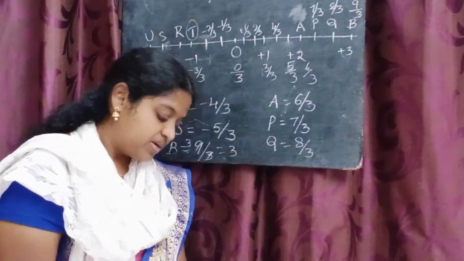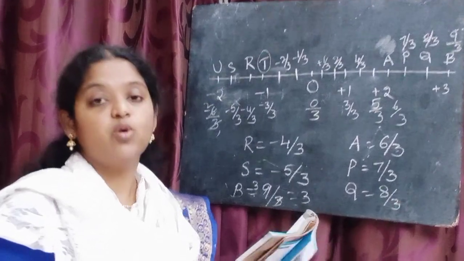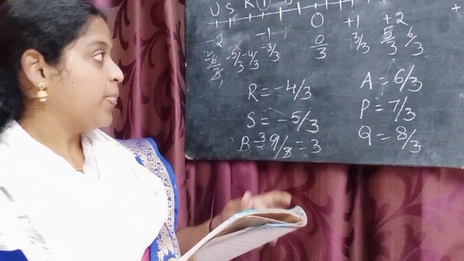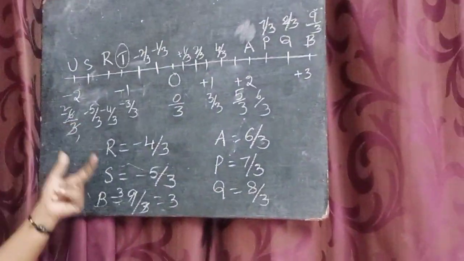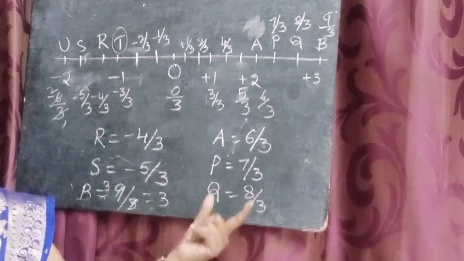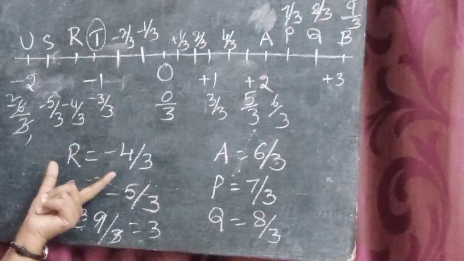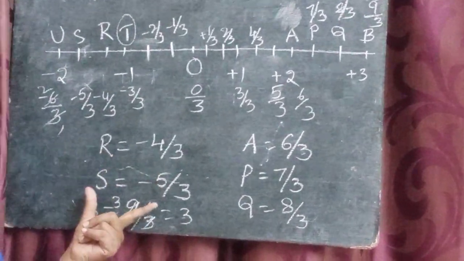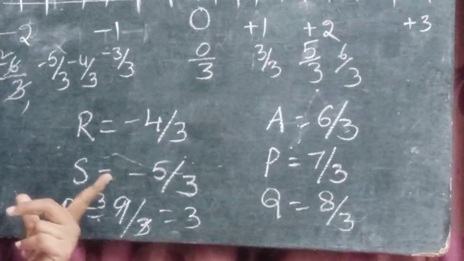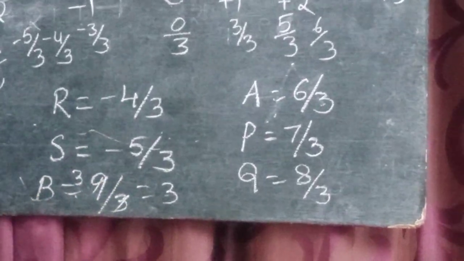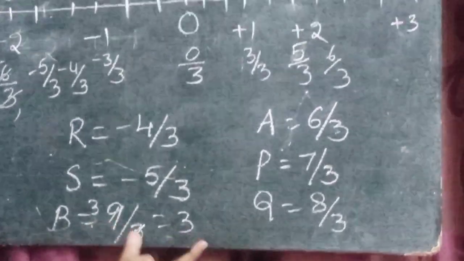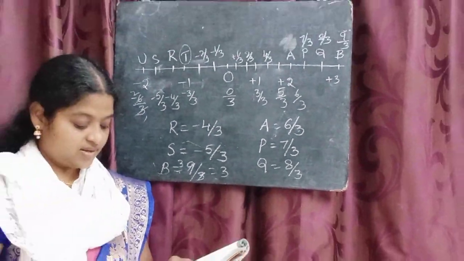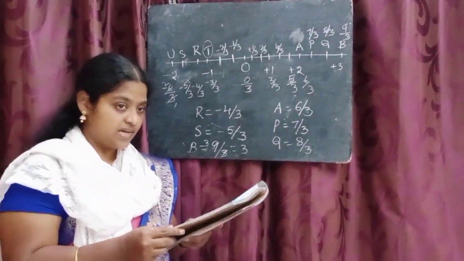Name the rational numbers represented by P, Q, R and S. Okay. That is P, Q, R and S. P value is 7 by 3. Q value is 8 by 3. R value minus 4 by 3. S value minus 5 by 3. And B value is 9 by 3, that is 3. Clear? Okay. Now, let us see the last main.